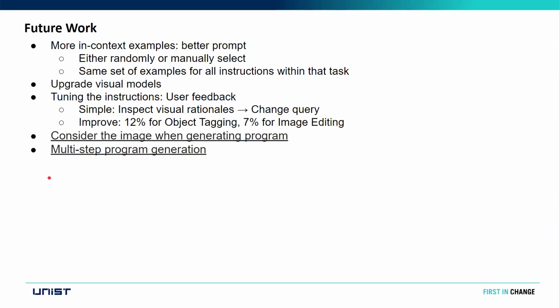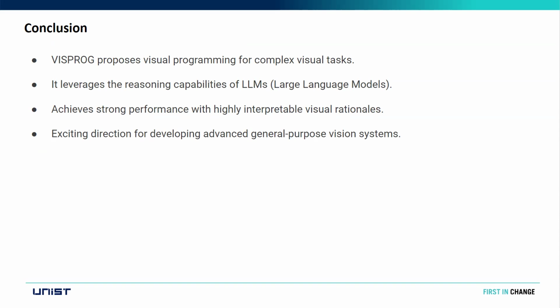For future work, now they don't consider the image in the generated program, so they want to also consider the image in some way, and also multi-step program generation. For example, when it relates to a website or video, multi-step program generation may help. For the conclusion, it provides a visual program for a complex visual task, breaks it into simpler steps, and queries SOTA models for doing those simple steps. It also leverages the reasoning capability of large language models, and it has visual rationales that are very helpful for error analysis.